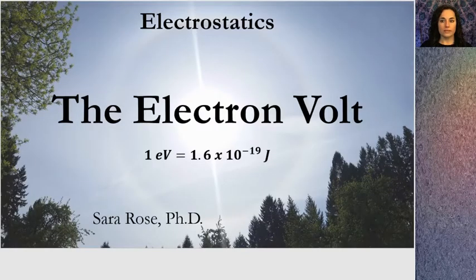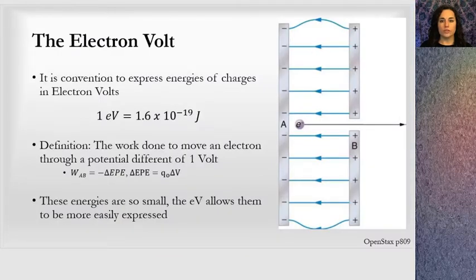This is a quick lesson on the concept and value of the electron volt in a unit on electrostatics. The electron volt is a convention used to express energies of charges. And you can see the value in here. It's an energy. Notice that it's an energy. It has an equivalency to joules. We know that joules is an energy.